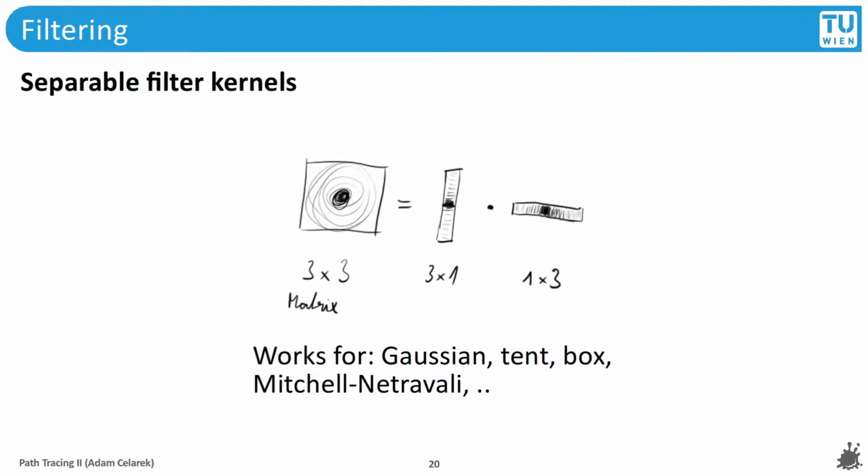Separability allows us to implement filters more efficiently, as we need to store only one vector instead of the whole matrix. The filter values can be computed on the fly. In case you work on assignment 3 at TU Wien, this is the code that you have to complete.